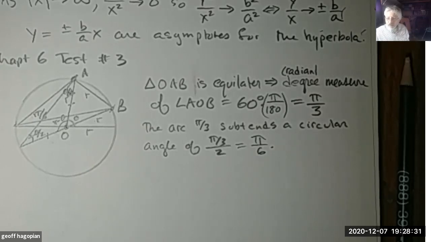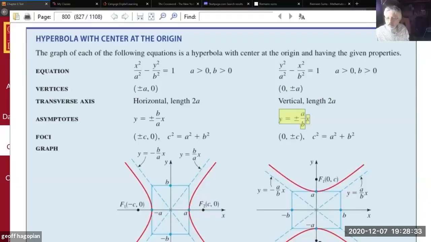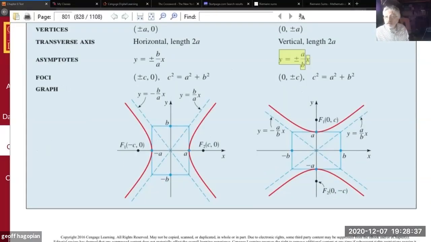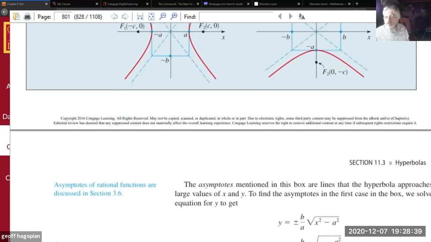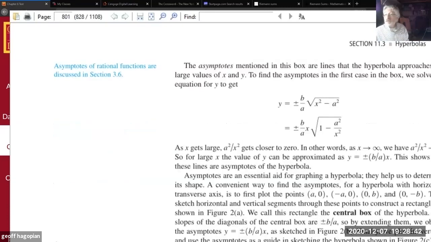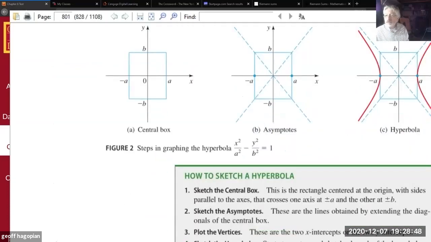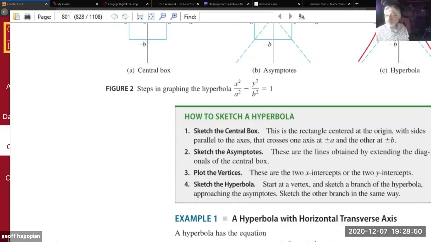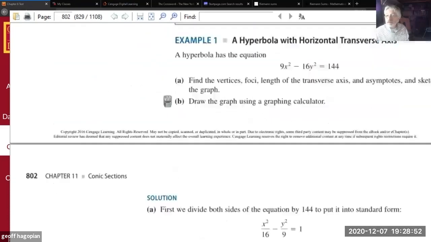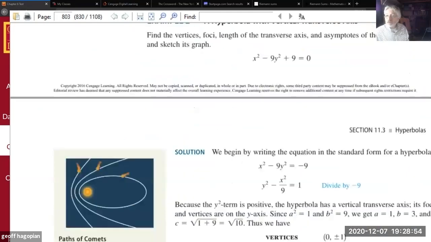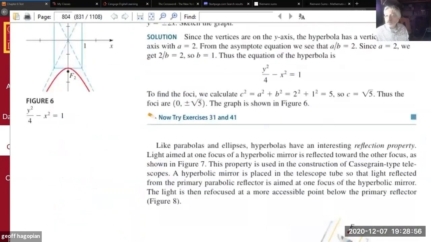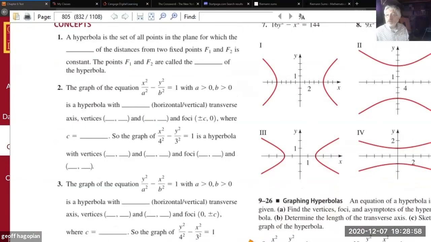Okay, let's go back to the text then. And in the text, we see we can draw, so they're kind of justifying this slope of the tangent of the asymptotes the same way I did, right? So to sketch a hyperbola, there's a 4-step process, and I think that's largely what this chapter is about. So let's look at some of the exercises.